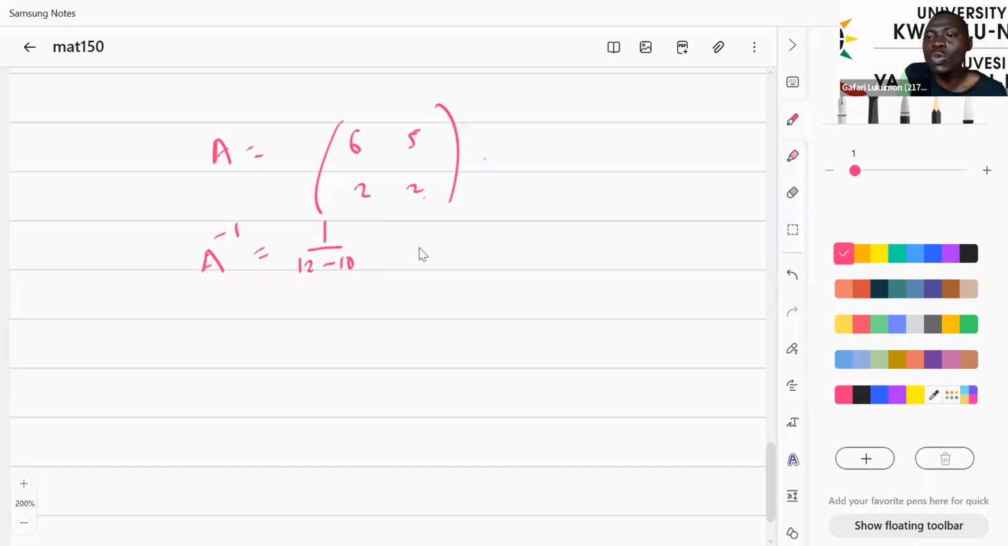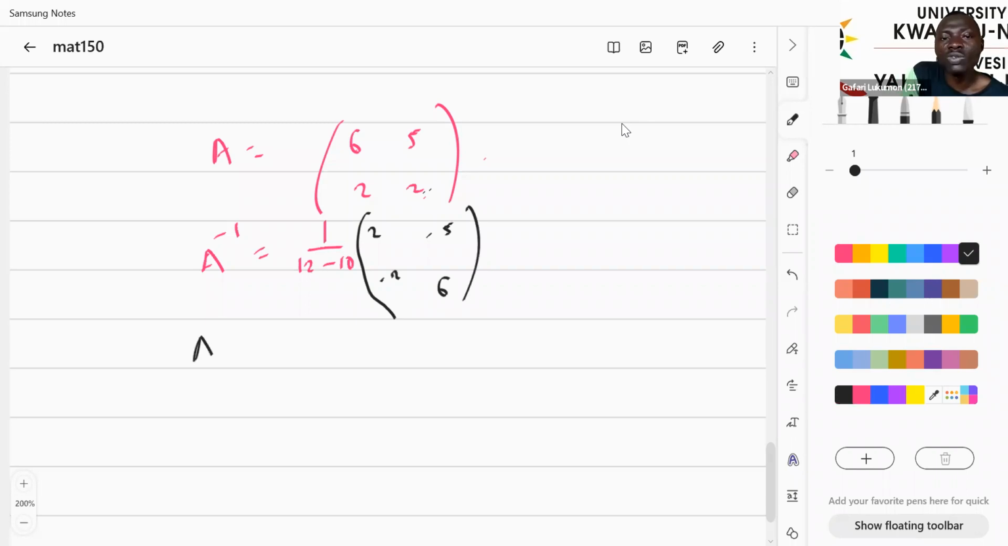Then after finding 1 over the determinant, you now have another matrix. In that matrix, you are going to interchange the elements along the leading diagonal. Somebody has just written, thank you, half. Okay, so then this will now be 2, 6. Then you multiply minus 1 by the elements along the second diagonal. Minus 1 times 5 will be minus 5, minus 2.